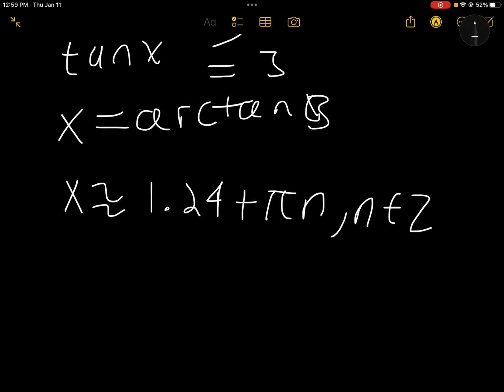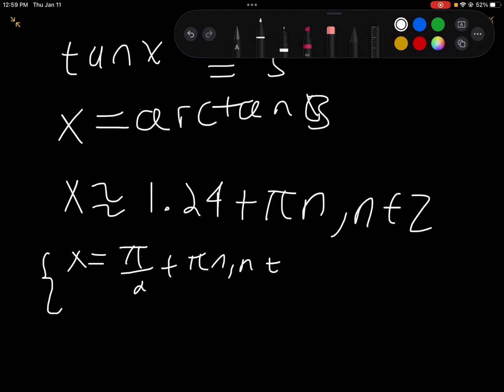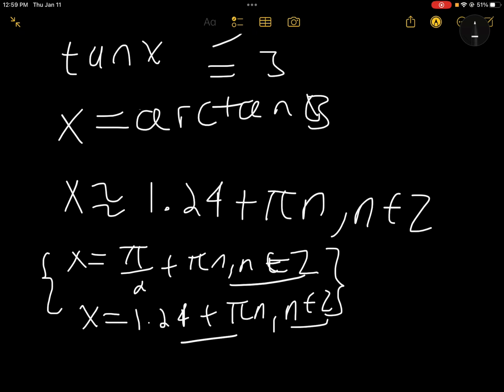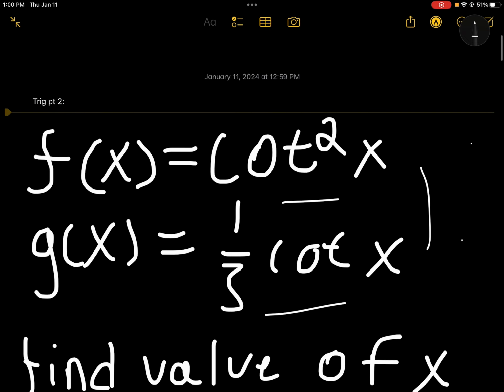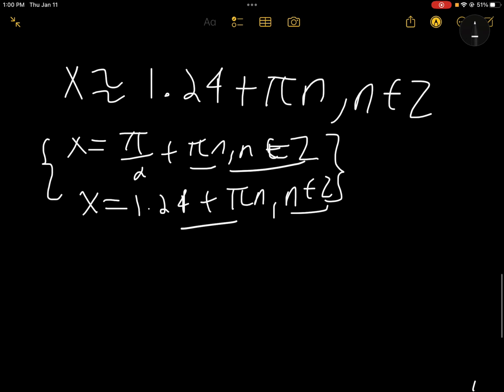So we have two solutions. We have where x equals pi over 2 plus pi n, such that n is an element of Z. And we also have x equals 1.24 plus pi n, n an element of Z. You need this part and you need this part because it's a general solution. We'll assume we're doing x an element of the real numbers. You can also do degrees, but at this point you should be good at radians.